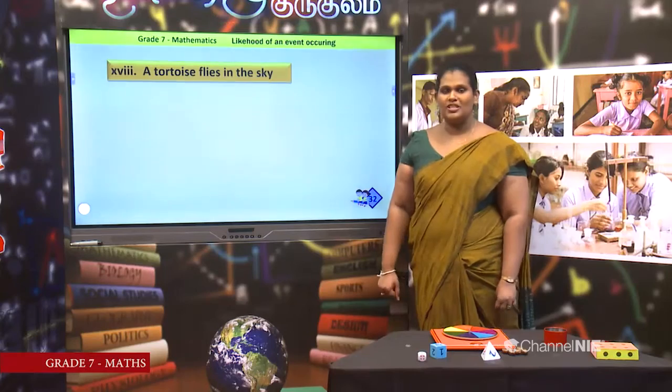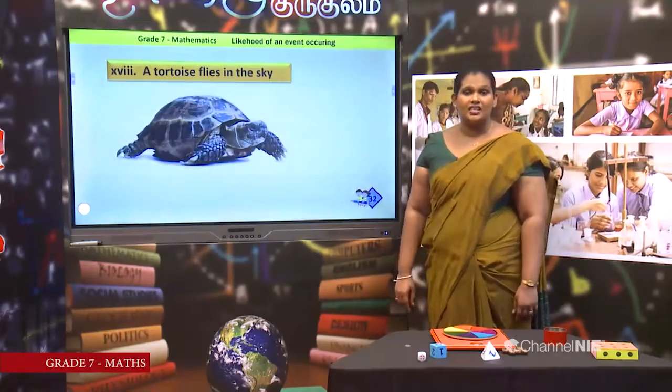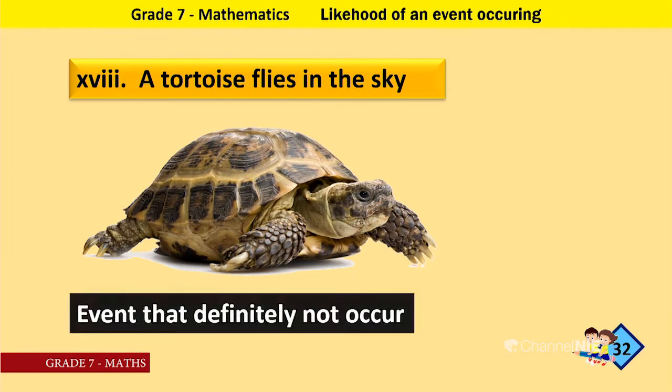Then we will move on to the next event. A tortoise flies in the sky. Can a tortoise fly? No, definitely no. Therefore, it's an event that definitely does not occur.